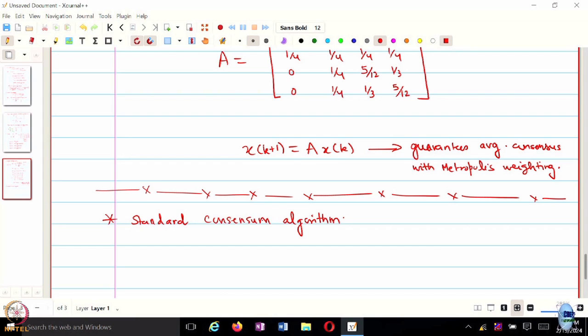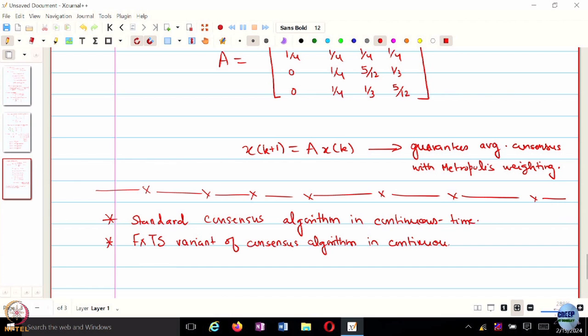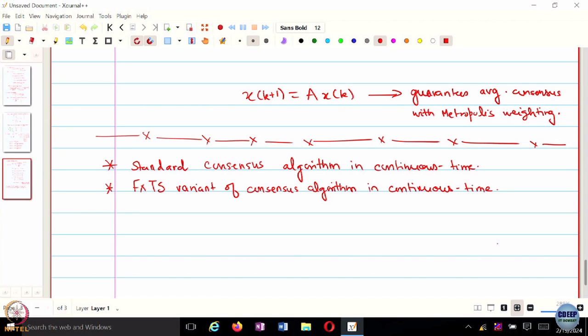So in continuous time consensus, and then we are going to look at FXTS, in fact, again in continuous time. You would see that in the context of continuous time algorithms, you do not need this special structured A. This makes sense when you are running discrete time algorithms. For continuous time algorithms, this special type of A is not even needed.